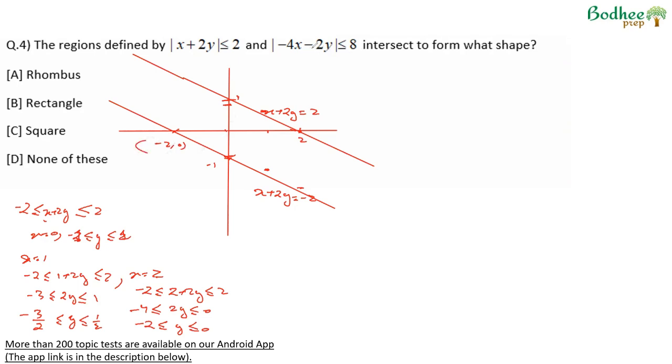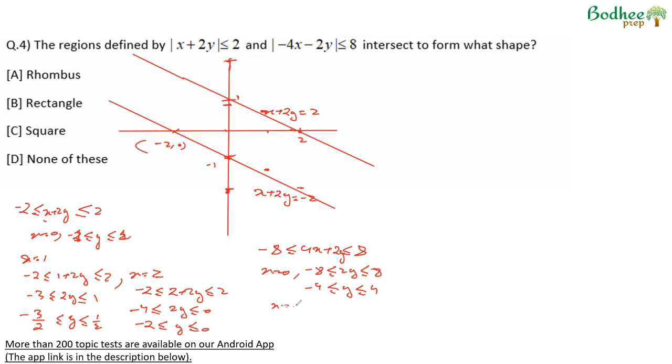Similarly, if we look at the next expression, mod of minus 4x minus 2y less than equal to 8, this is the same as writing mod of 4x plus 2y less than equal to 8. And we open the mod similarly. So we write minus 8 less than equal to 4x plus 2y less than equal to 8. If x is 0, minus 8 less than equal to 2y less than equal to 8. Minus 4 less than equal to y less than equal to 4, divided by 2. So when x is 0, y will be from 4 to minus 4.